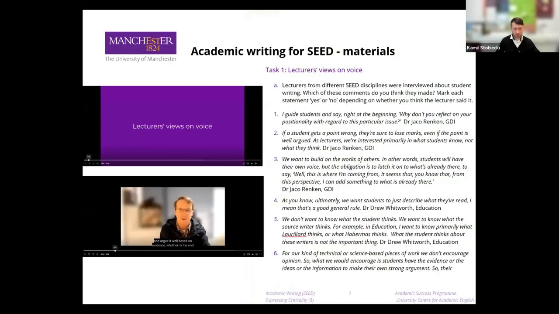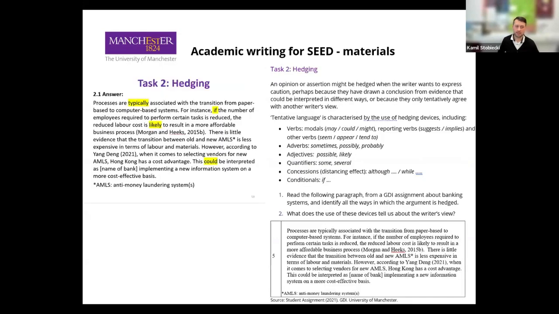Now, in terms of how this input translates into what students see in the materials, as I said, we've conducted interviews with lecturers. So here's an example. You can see the screenshots where students would listen to one of the lectures. In this case, actually more than one, from the School of Education, Environment and Development, and answer true or false: is this what they are saying about criticality and good academic writing or not, and try to correct these statements? That's one example of an activity.